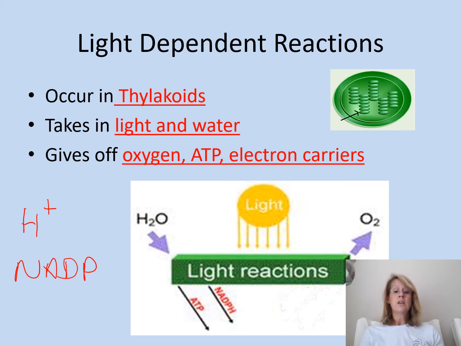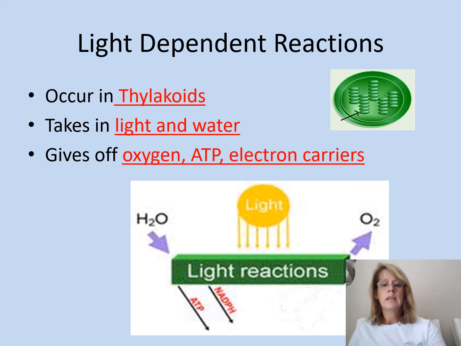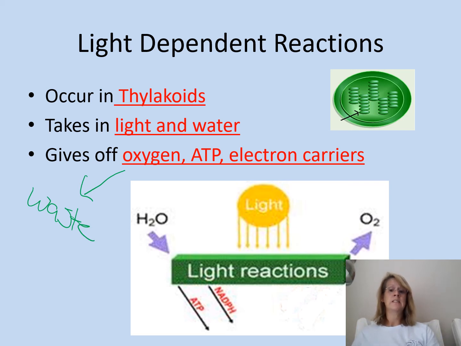Now, you guys all know that plants breathe out oxygen. This is where the oxygen comes from that the plants breathe out. So, in the case of the oxygen, this oxygen is a waste product. This is what the plants breathe out. This is where we get our oxygen from.